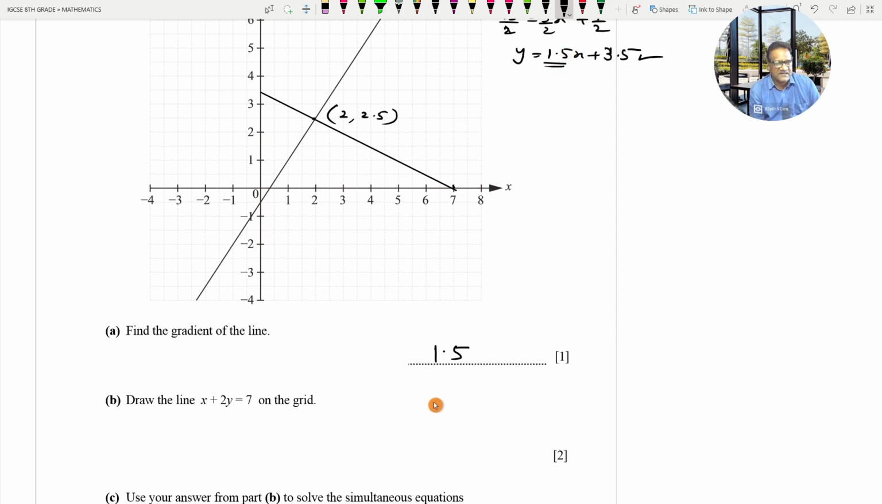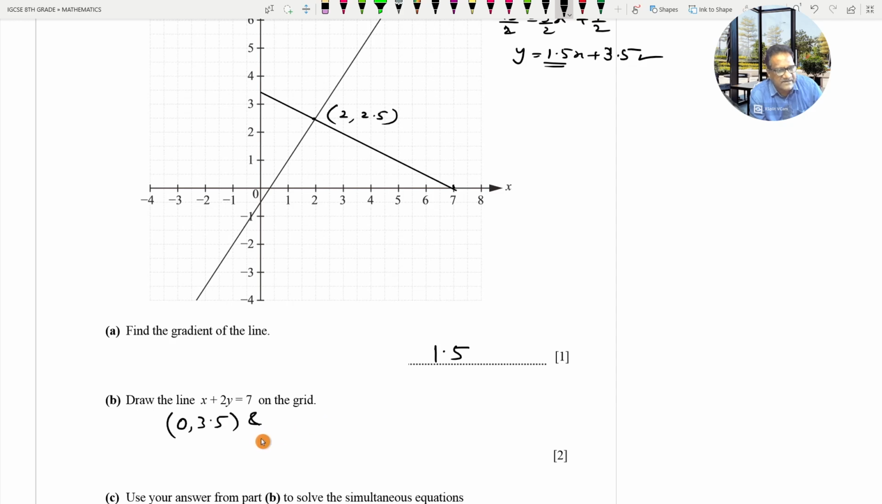Now the second part, B part of the question, says draw a line x plus 2y equal to 7 on the same grid. If you want to draw this line, you can think of 2 points. First, put x equal to 0 and see what the y value is. In this equation, when x is equal to 0, y will be 7 upon 2. So 0 comma 3.5 will be one of the points.